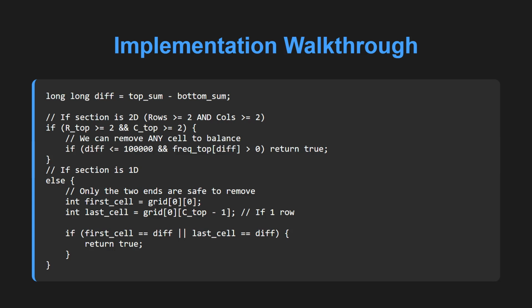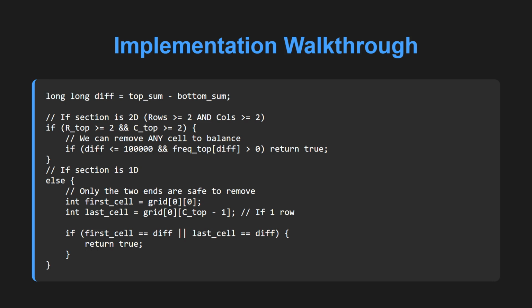Let's see how this brilliant insight translates into elegant C++ code. First, we calculate the total sum of the entire grid. Then, we begin our horizontal sweep. For each row split, we update our sum_top and our frequency arrays. We calculate the absolute difference between sum_top and sum_bottom. If the difference is 0, we immediately return true. If the difference is non-zero, we check which section is larger. Let's say the top section is larger. We then check its dimensions.